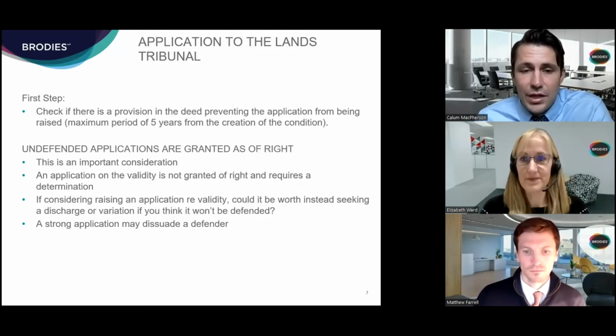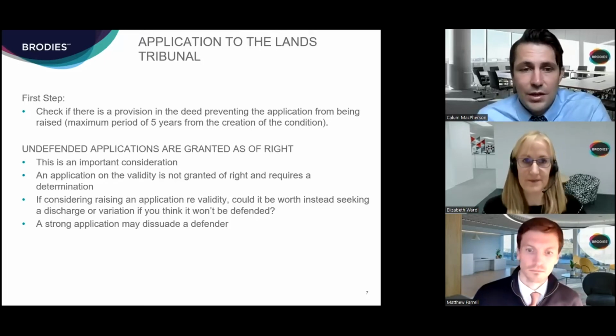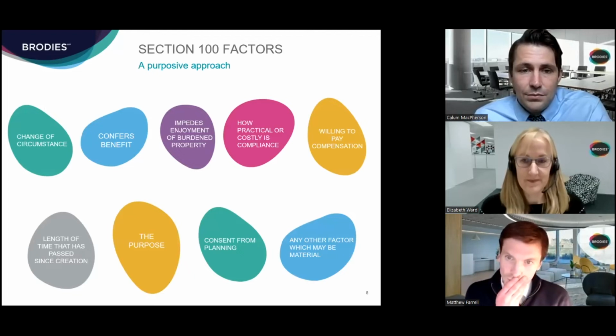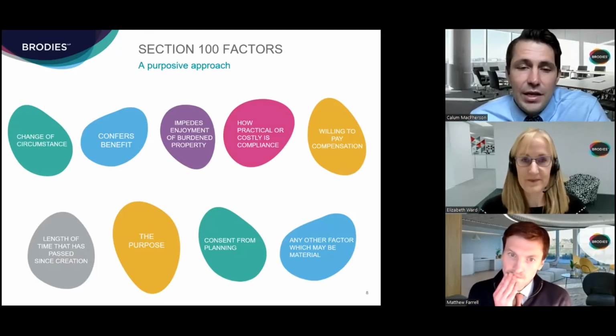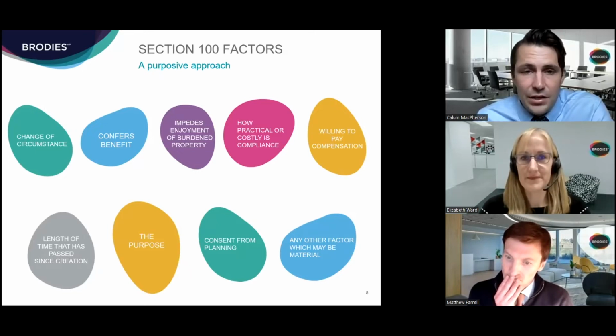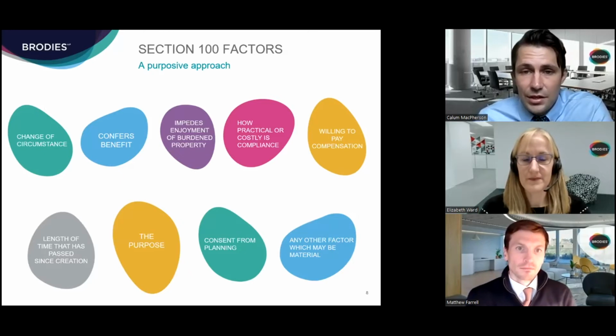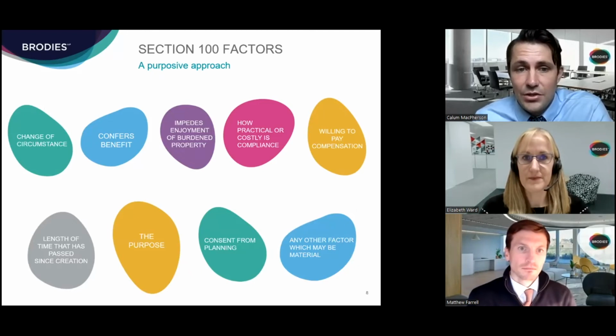So what do the Lands Tribunal consider? If we could move to the next slide, please. In terms of Section 98 of the Title Conditions Scotland Act 2003, an application for the variation or discharge of the title condition shall be granted if the Lands Tribunal are satisfied, having regard to the factors set out in Section 100, that it is reasonable to grant the application.